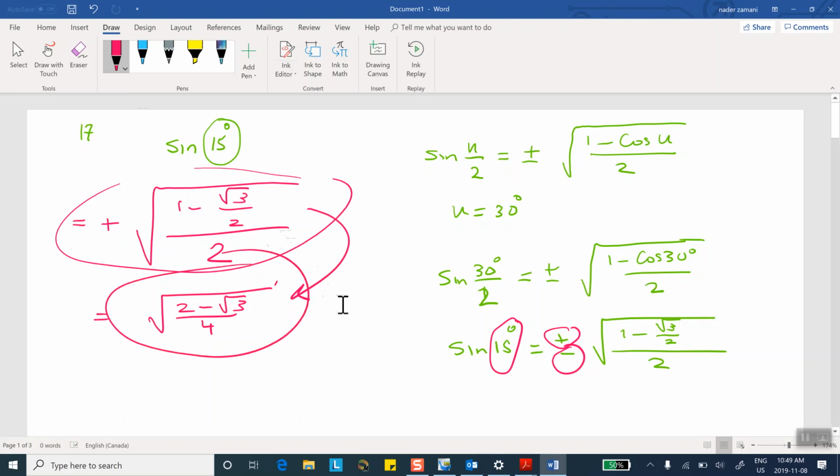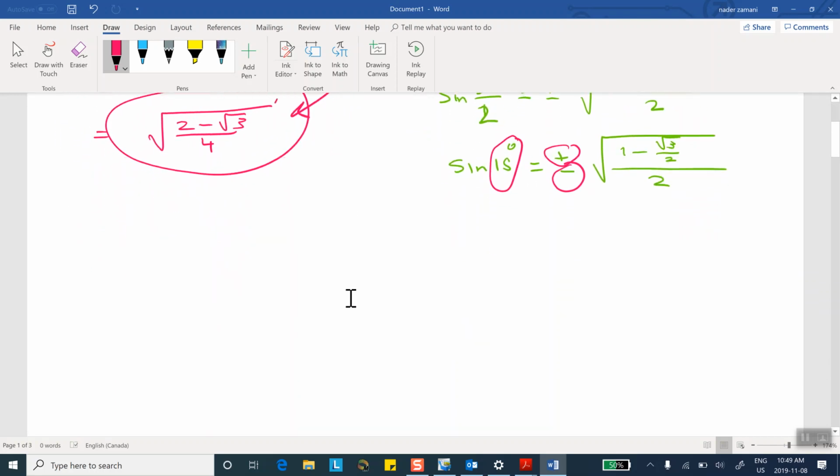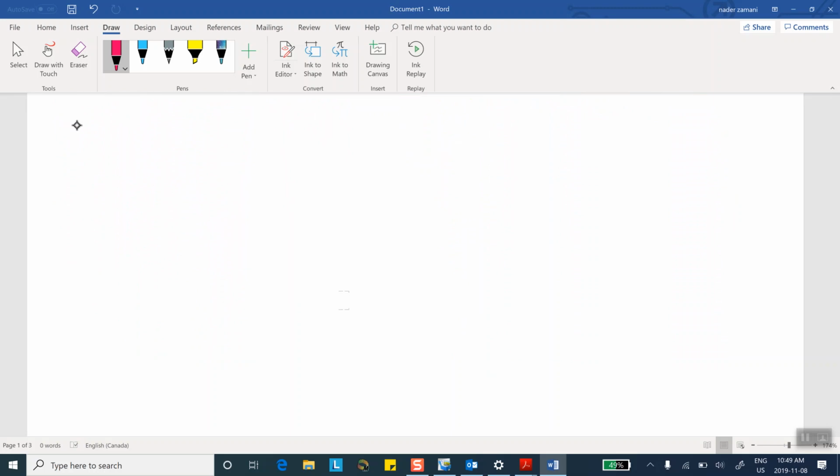Okay, so that's number 17. So let's go and do number 18. Same kind of problem. It says use the half angle formula to get the exact value for tangent of 15 degrees. All right, we check our appropriate formula. For example, we have this one, tangent of u over 2, half angle formula. Check it out. It's going to go like that.